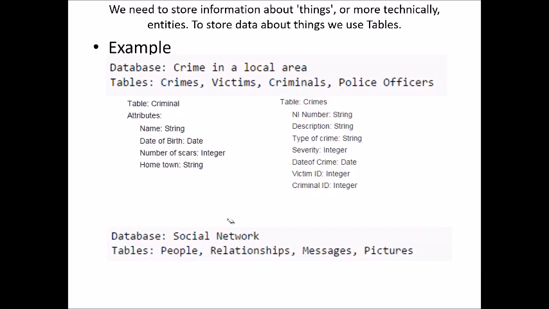Social network, in that we could see people, relationships, messages, and pictures. As you see, there is a profile on Facebook about a person, and that person's friends, messages, pictures, and videos. Many information would be stored in different places.